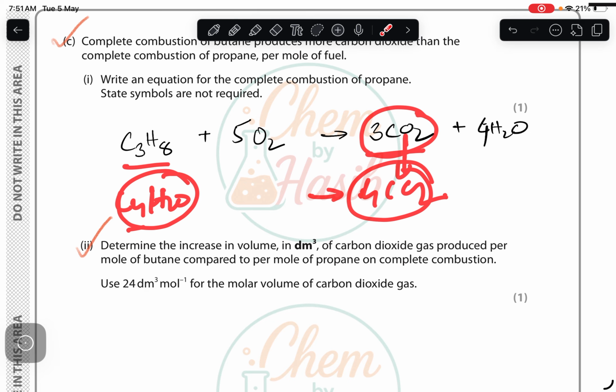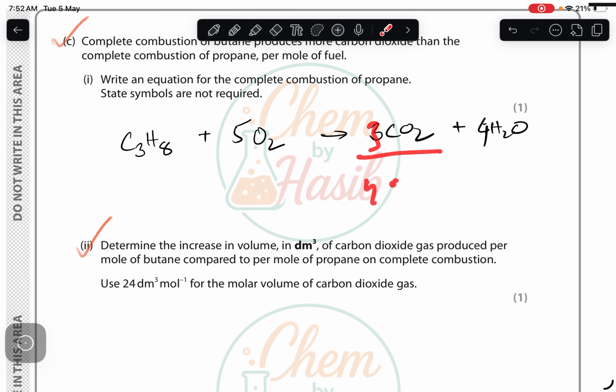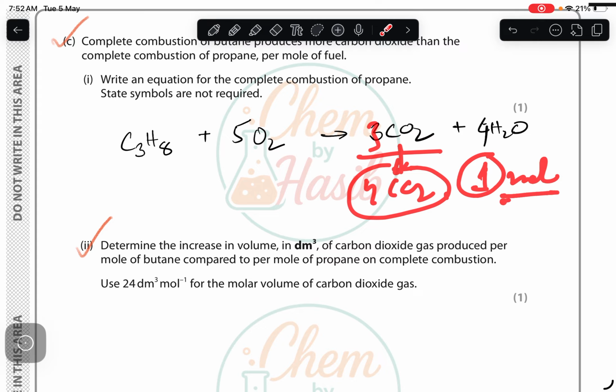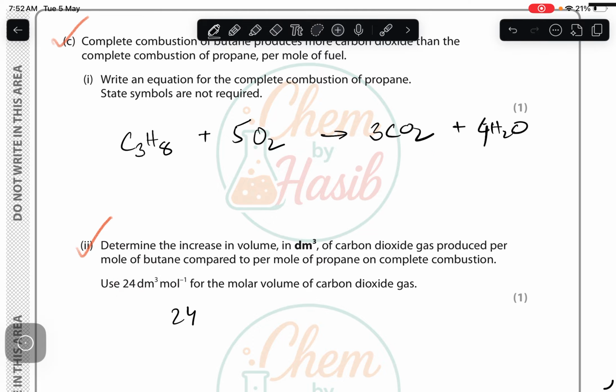So the increase in number of moles is 1 mole of gas, right? Before you formed 3 moles of carbon dioxide, now you are forming 4 moles. So the increase in number of moles of carbon dioxide is only 1 mole. And 1 mole is equivalent to 24 dm³ per mole, right? So the answer will be 24 cubic decimeters.